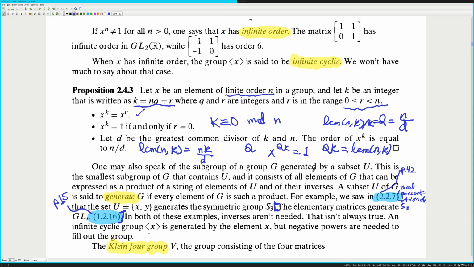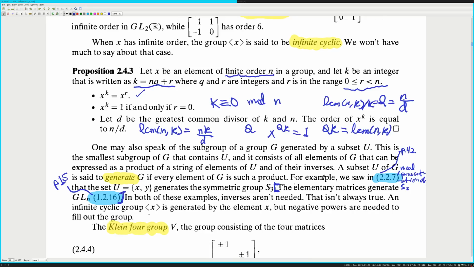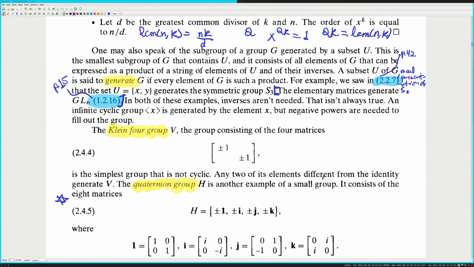The elementary matrices generate GL_n. In both of these examples, inverses aren't needed. That isn't always true. An infinite cyclic group is generated by the element x, but negative powers are needed. Okay. The Klein 4 group consists of those 4 matrices. Okay. This is the simplest group that is not cyclic.